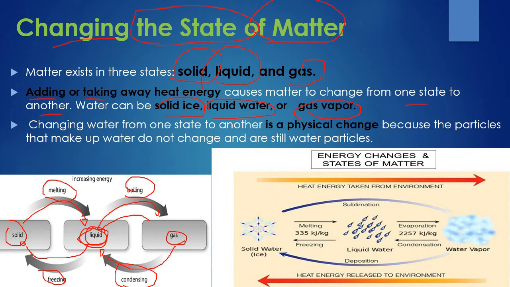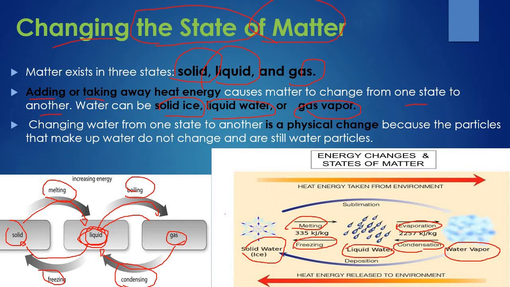Here, another example. Look at this picture. Solid water ice. When I add heat, it turns into liquid water by a process called melting. If I add heat to a liquid water, it turns into vapor by a process called evaporation. When taking away heat from a water vapor or a gas, it turns into liquid water by a process called condensation.